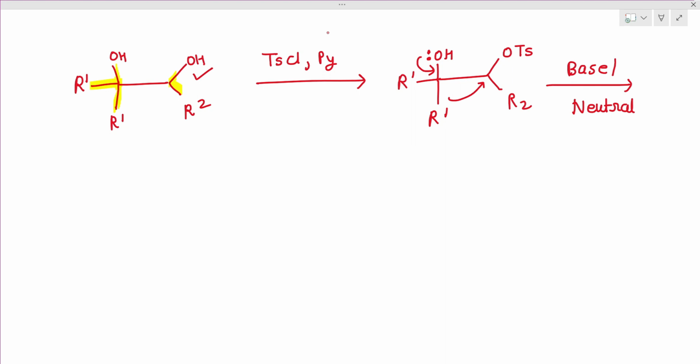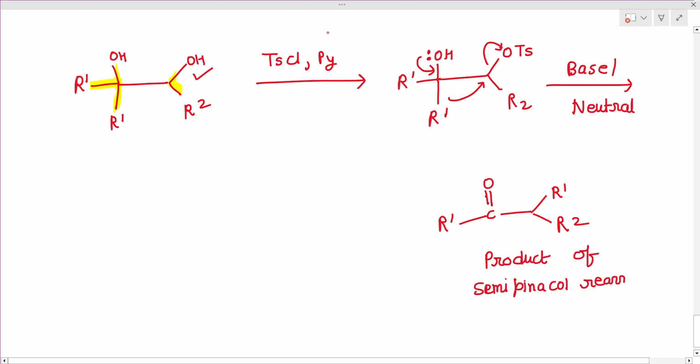This lone pair of electron is going here. This is moving like this, and this group will migrate. So what we are getting? Here is one R group. This will be double bond O that you are getting ultimately by removal of proton. Okay, and here will be R1 and R2. So this is the product that you are getting by semi-Pinacol rearrangement. Okay, this is the product of semi-Pinacol rearrangement.